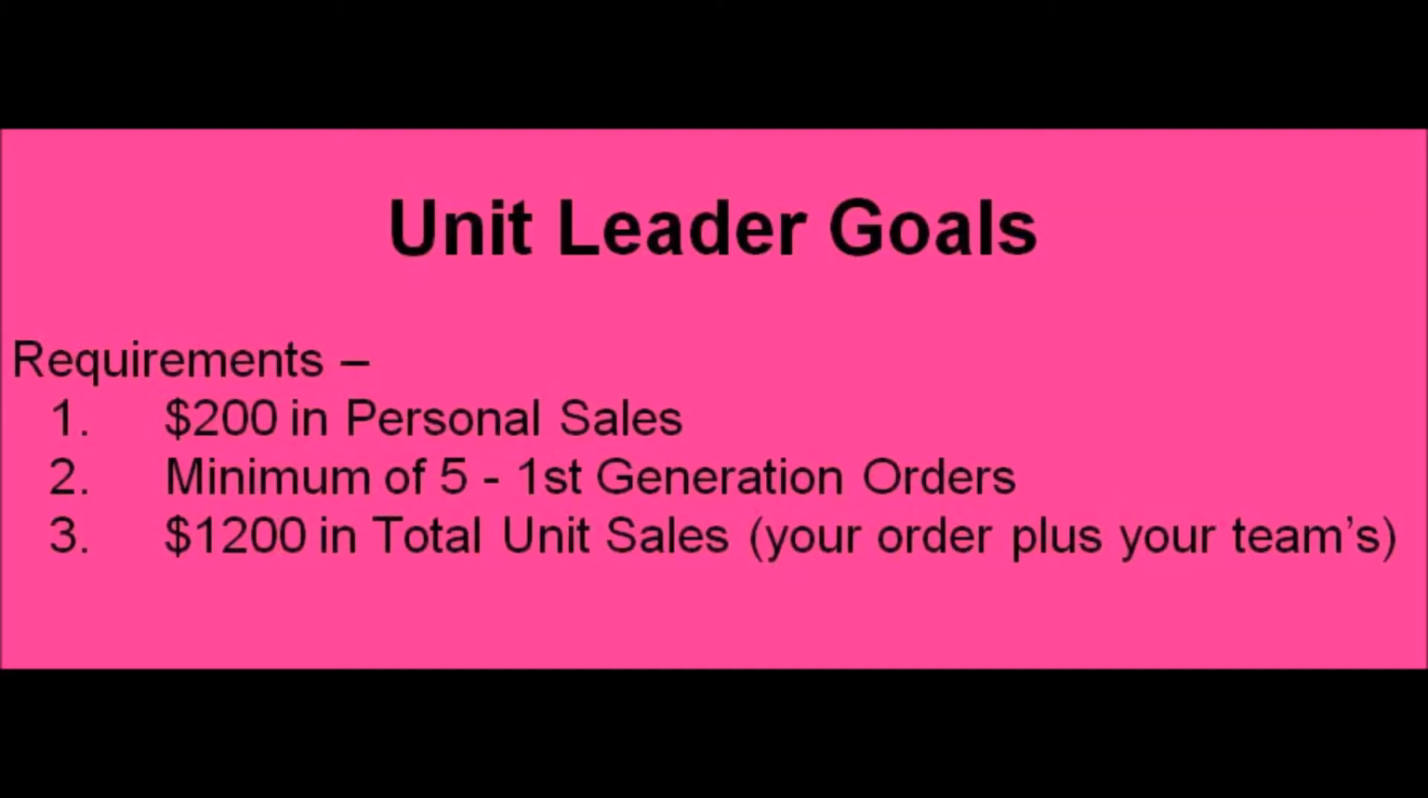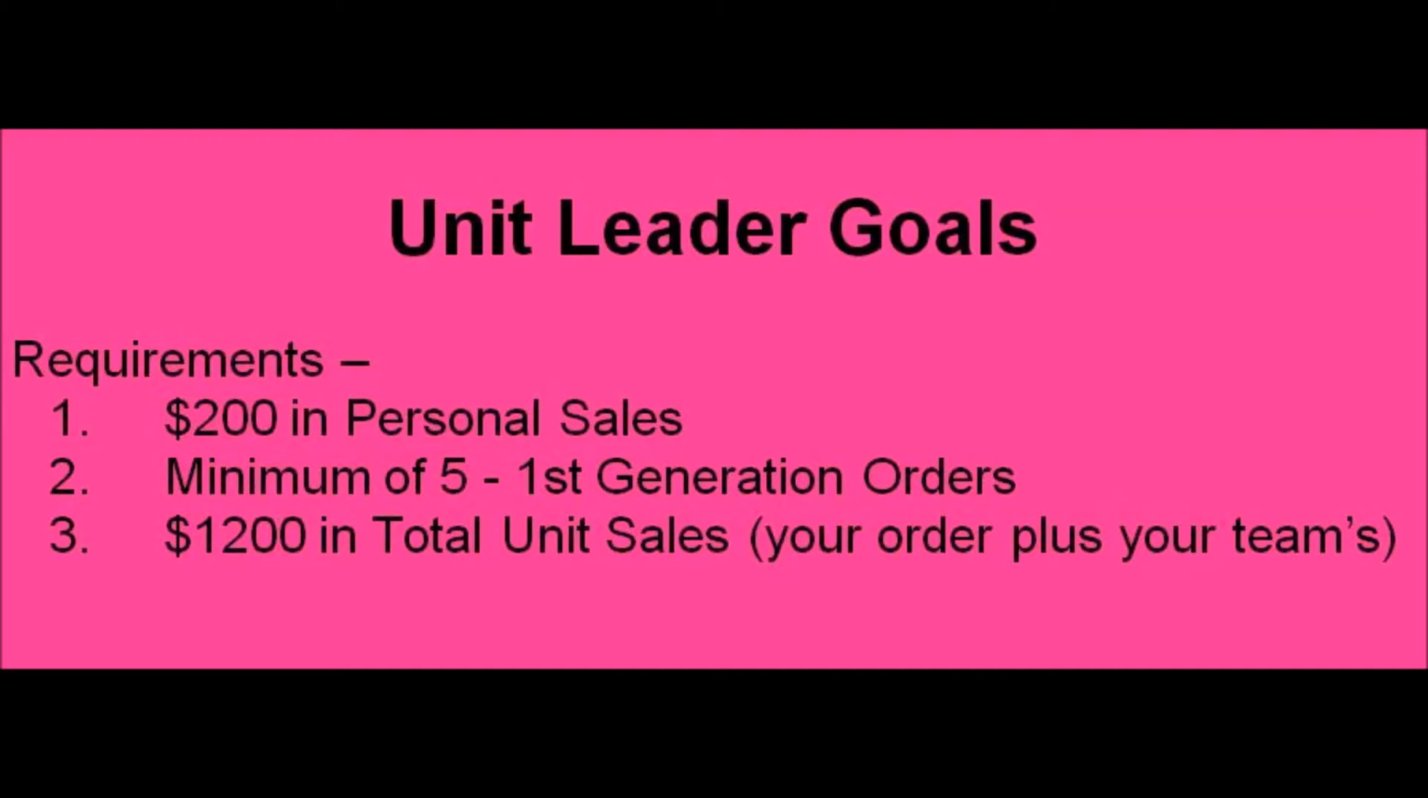And then finally, you need $1,200 in total unit sales. So this is your order plus the orders of all of the people under you for your first 3 generations. So those 5 people that are directly under you, plus if any of those people are leaders and they have people under them, and if any of those people have people under them. All 3 generations count towards that $1,200 goal. So that's really nice that we get to count everybody. So those are your 3 goals, $200 in personal sales, 5 orders, and $1,200 in total unit sales.